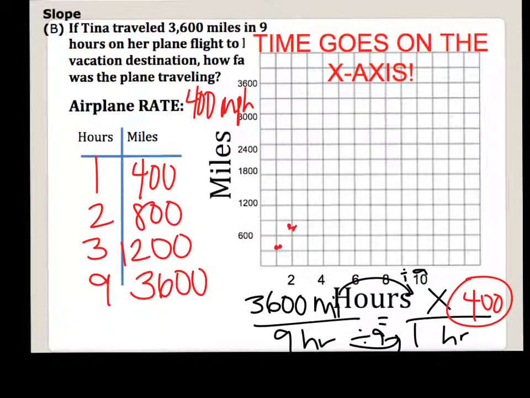3, 1,200 works perfectly right on a coordinate point. And then we're going to jump all the way to 3,600, which is at 9. And that works out perfectly as a coordinate point. Also, we can additionally add in 0, 0, because obviously if you're not going any time, you're not going any miles either.